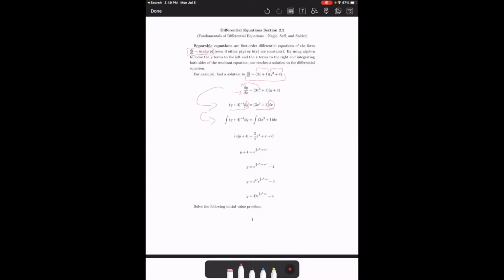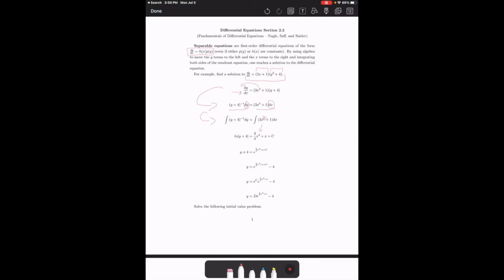Now, the integral of 1 over y plus 4 is ln of the absolute value of y plus 4. The integral of 3x cubed plus 1 is 3 over 4 x to the 4 plus x plus c. Recall that when you're taking the integral of polynomials like this, you raise the power by 1 and then divide by that power. So we raise the power from 3 to 4, and then we divide the whole thing by 4. That's how we end up with 3 over 4 x to the 4.